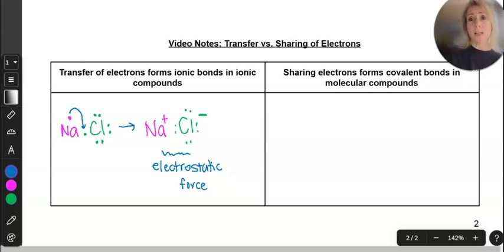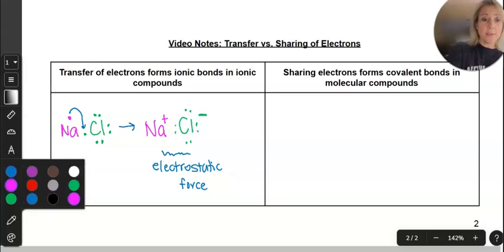The formation of the bond in molecular compounds, that is the formation of covalent bonds, is going to occur differently. Instead of electrons being transferred from one atom to another, two atoms are going to share. And in these cases, the two atoms are non-metals. In the ionic compound, you had a metal and a nonmetal, but here you're going to have two nonmetals. So the sharing of electrons is going to happen here.